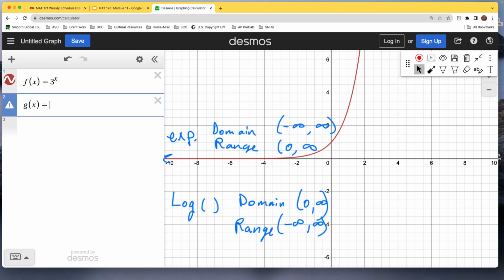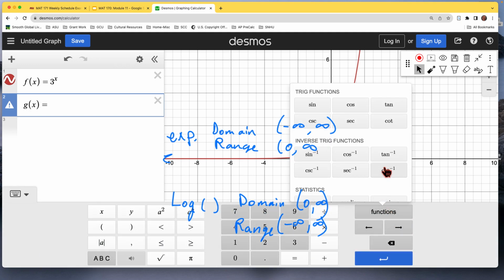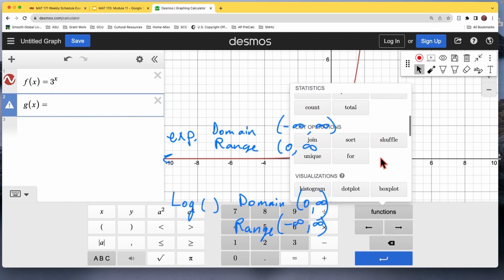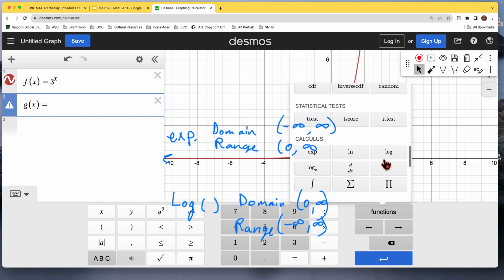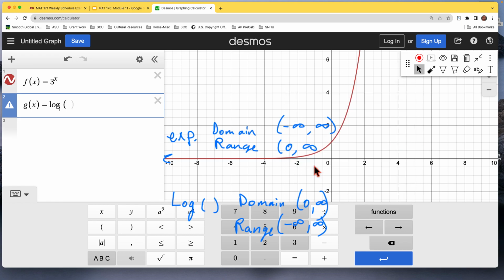That's going to be equal to log base 3. Let's see, how do I do this? With Desmos, I go to their keyboard, I ask for functions, and I think I've got log functions in here somewhere. Here it is. We'll see there are 2 special logarithms, we'll talk about them later, but here's the log. I have to use log base 3 of x.